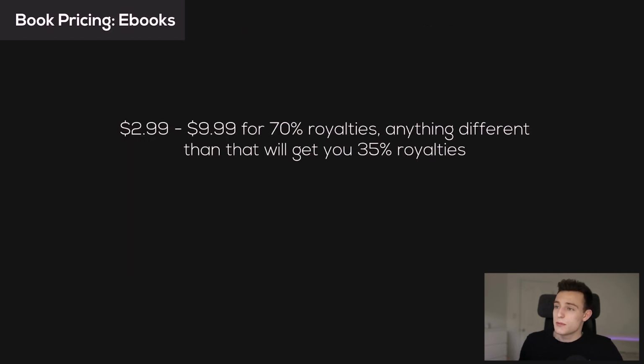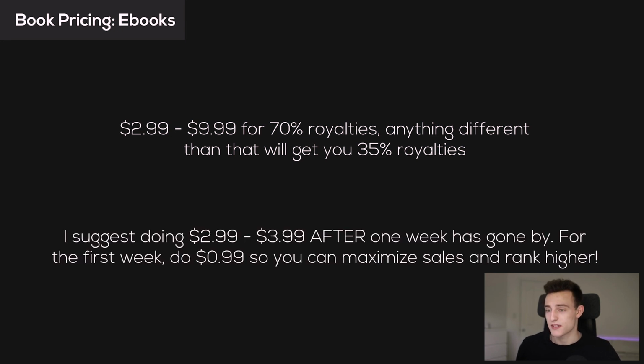When it comes to pricing for ebooks, $2.99 to $9.99 is my pricing of choice because you get 70% royalties. Anything different than that, you'll get only 35% royalties. So keep it in that threshold if you want to get 70%. I suggest doing $2.99 to $3.99 after 1 week has gone by. For the first week though, when you publish and launch your book, I suggest doing 99 cents. Keep it low so you get more sales, maximize those sales, and start off on the right foot with Amazon's algorithm.